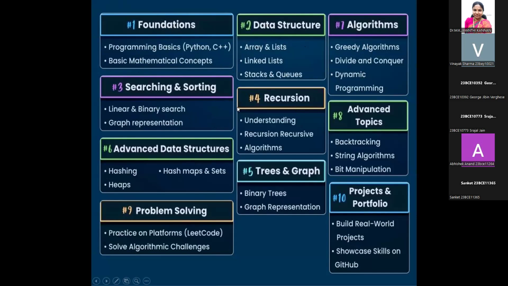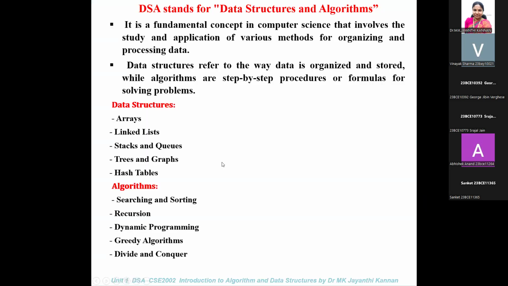Sorting and searching algorithms will be part of this, and recursive techniques, where the function calls itself, is also part of that. The advanced topics like backtracking algorithms, string algorithms, bit manipulation algorithms also will be studied, and the tree and graph structures, and other advanced data structure concepts like hashing techniques and heap structures. They are all part of the data structures and algorithms concept.